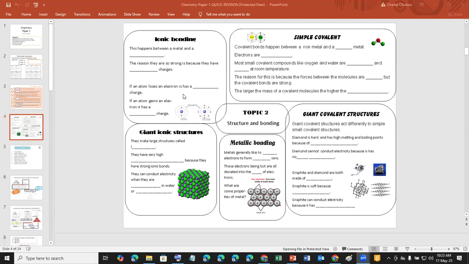I think I've already answered those other questions. If an atom loses an electron, it has a positive charge. If an atom gains an electron, it has a negative charge. Of course, it's no longer an atom anyway. Just confirm, do you understand what I just explained?